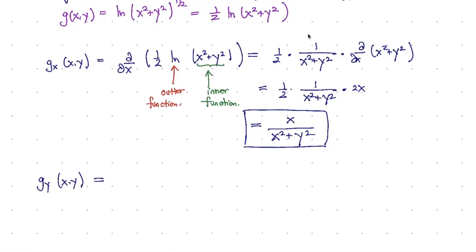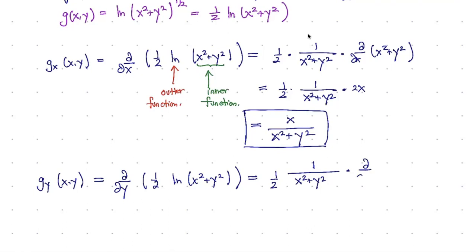We play the same game when we do the partial derivative with respect to y of g, where we're going to have to take the derivative of the outer function first, and then take the derivative of the inner function. The 1/2, of course, can come out. It's a constant. And so we would have 1/2 the derivative of the natural log, which would be 1 over x squared plus y squared, times then the partial with respect to y of x squared plus y squared.